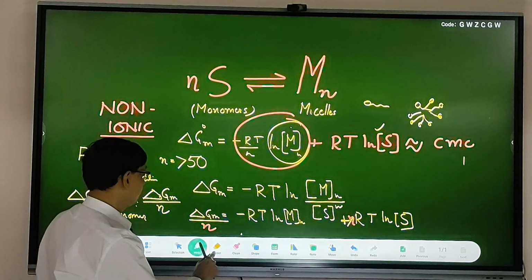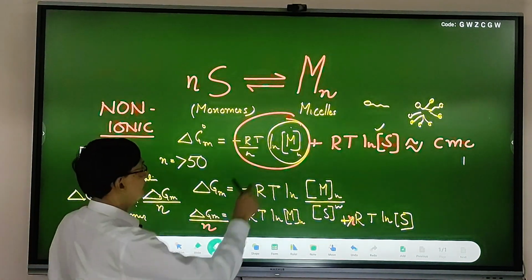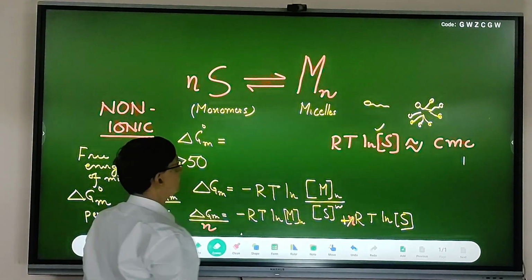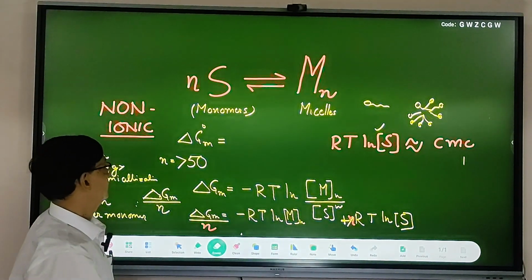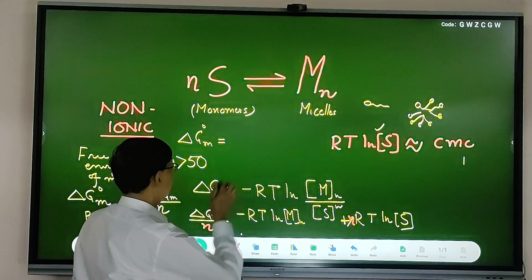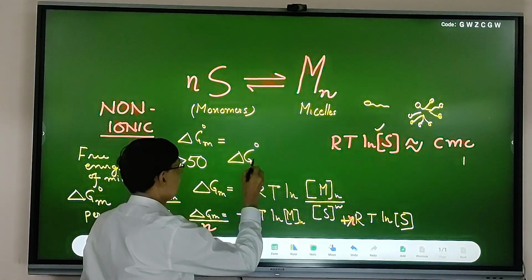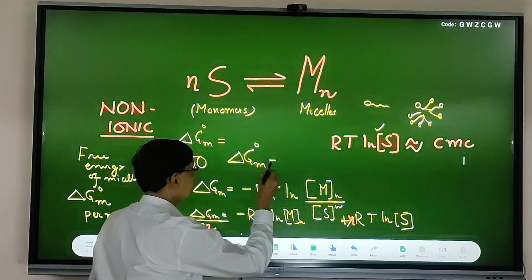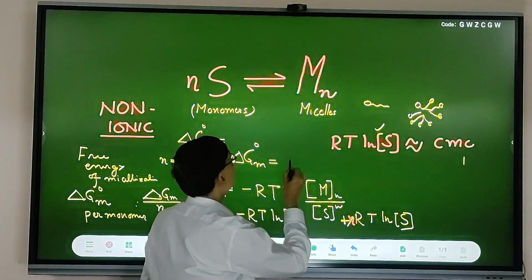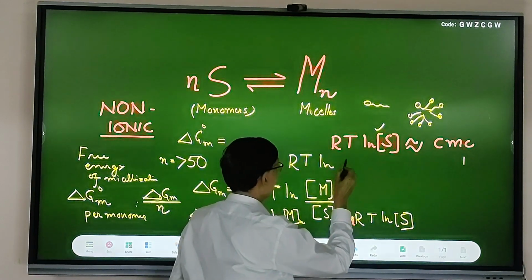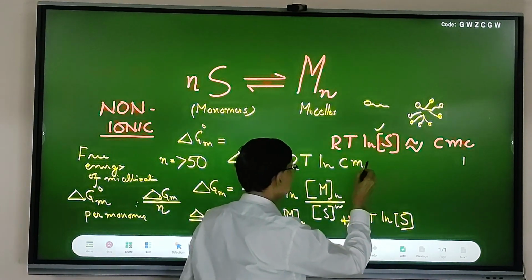So I can write that delta G, the first thermodynamic parameter, is equal to RT natural log of CMC.